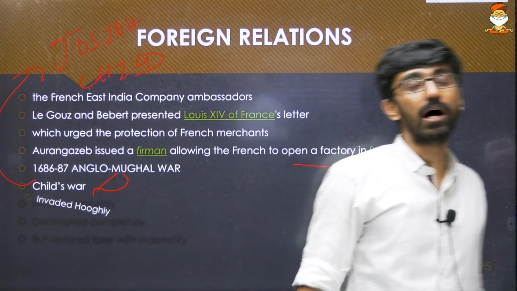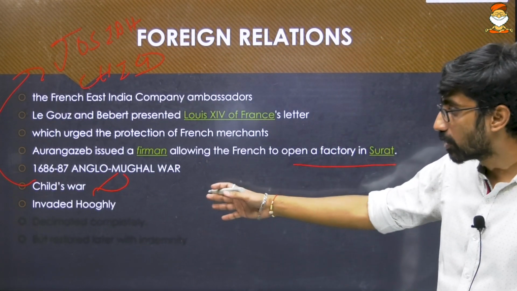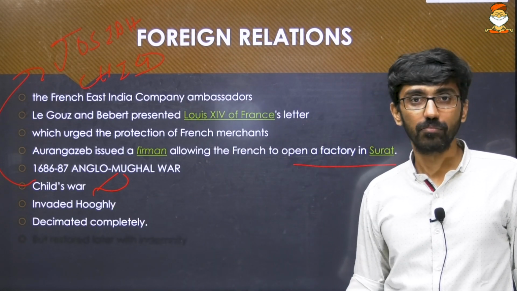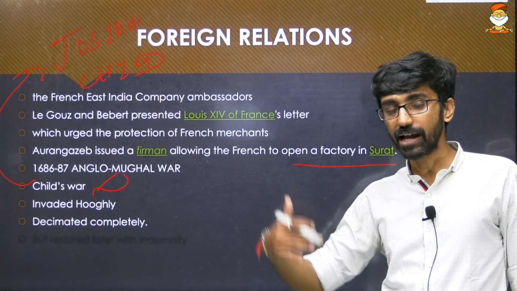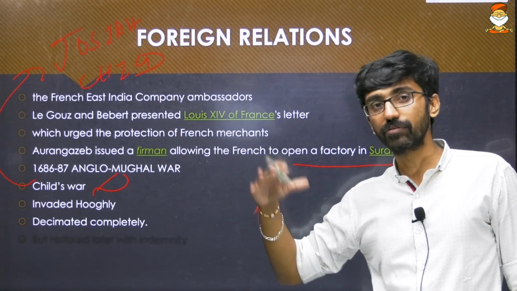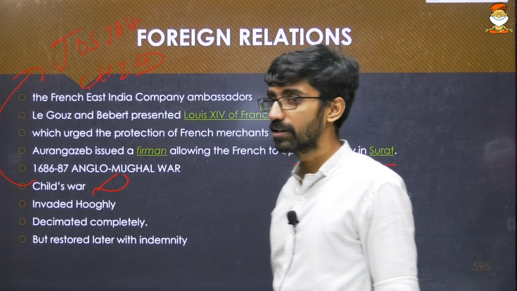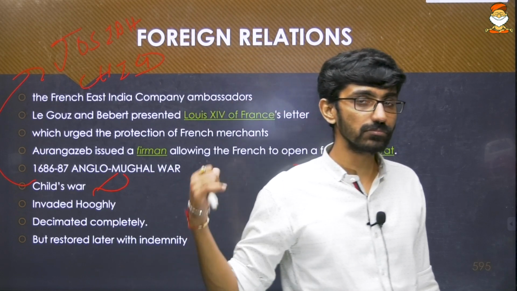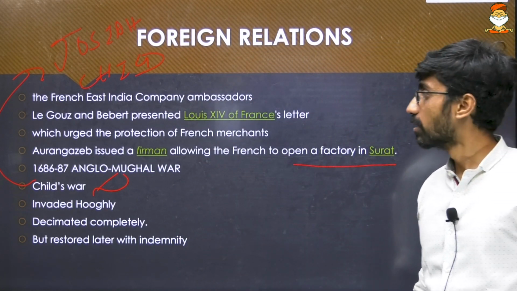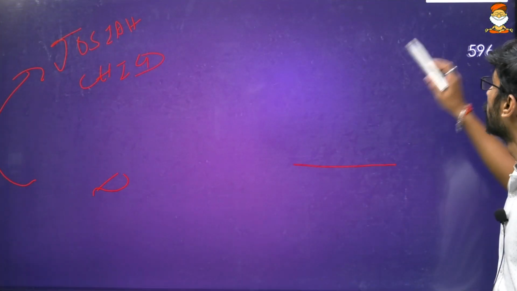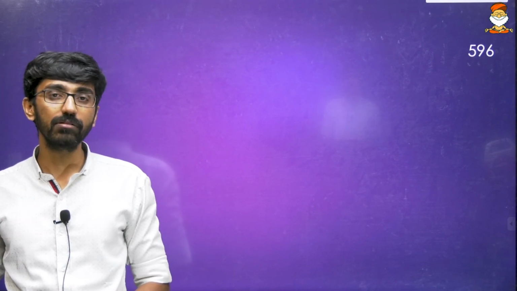He tried to underestimate the Mughals' power. He invaded Hooghly, but he got defeated by Aurangzeb. Aurangzeb completely decimated the British East India Company. But later they asked for an apology. They paid some fine, so it was restored later, with some indemnity. So this is about the foreign relationships, with the French East India Company, when Aurangzeb was there. So this is about the Mughals, their relationships and their rulers, and how they contributed to the expansion of the Mughal kingdom in India.